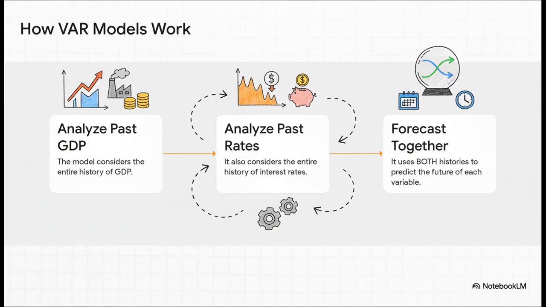All right, let's make this real for a second. Let's say we're trying to model GDP and interest rates. A VAR model would look at the entire history of GDP and, at the same time, the entire history of interest rates. Then it uses all of that combined knowledge to forecast what both GDP and interest rates are going to do next. It's a two-way street, you see.